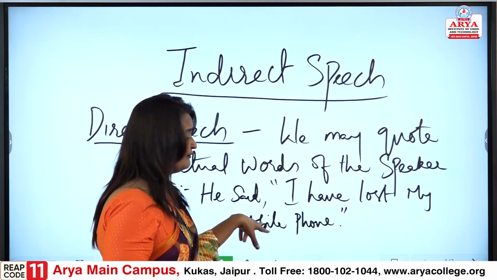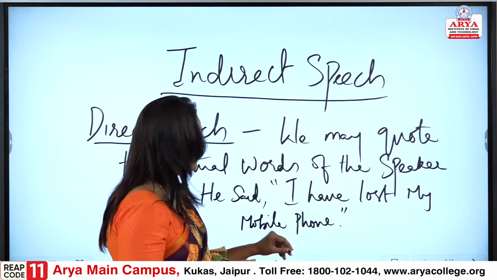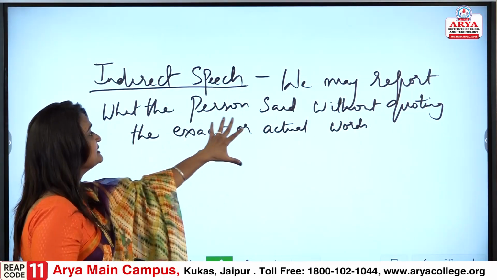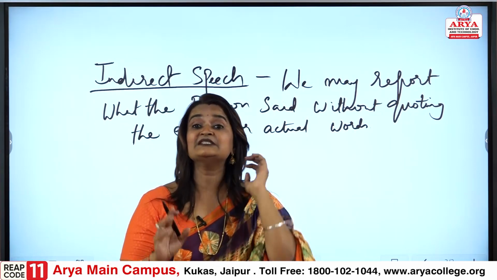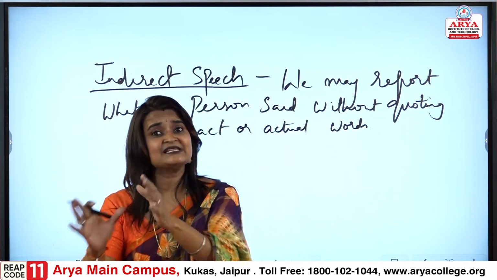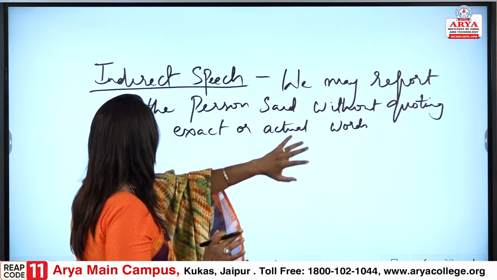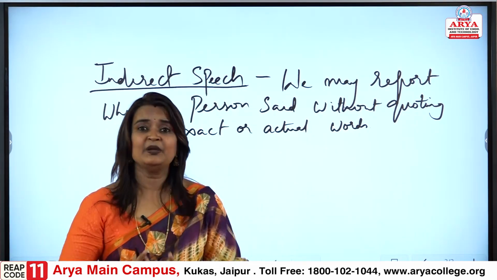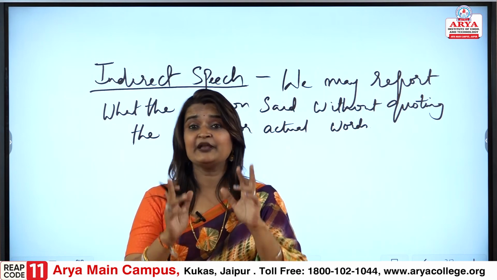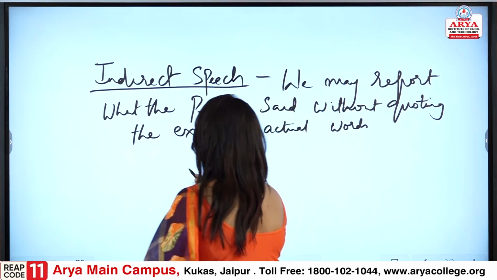In the form of quoting, we have used inverted commas and other things, but in indirect speech we may report what the person said. Fine, we are just reporting what the person said. He said this; I am just telling you what he said, I am not giving you his exact words. So, it need not be in inverted commas and other things. So, how would we give it? I will give you an example.